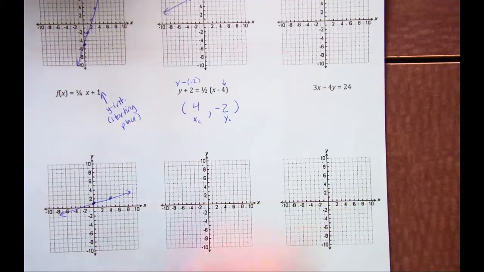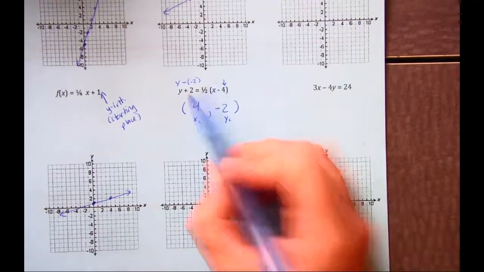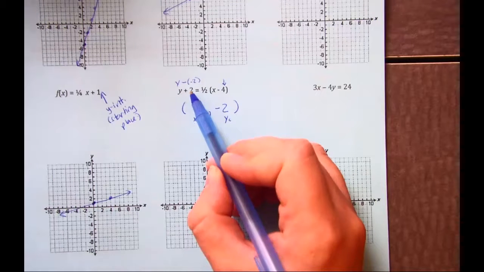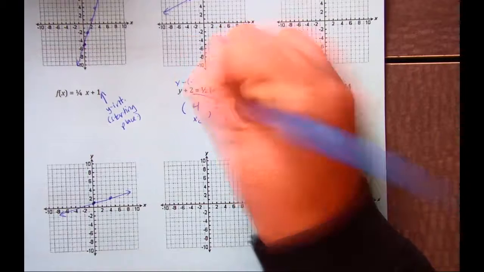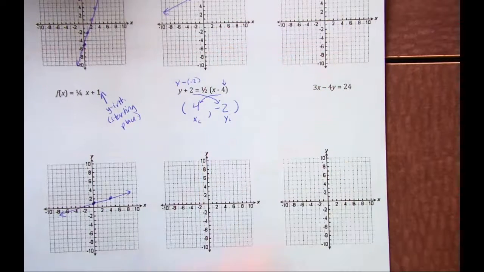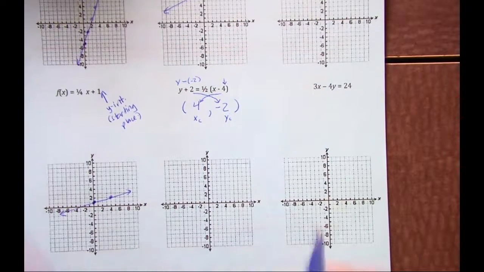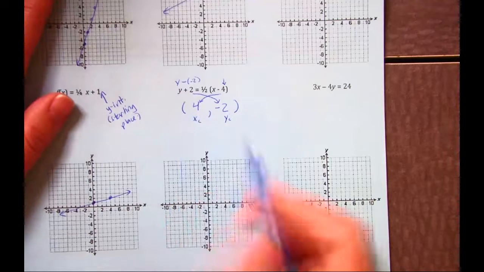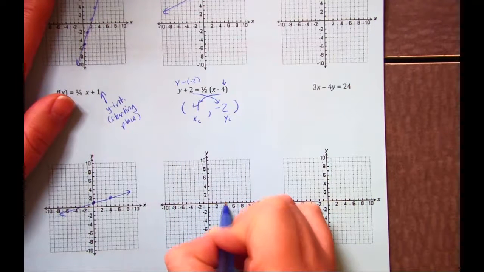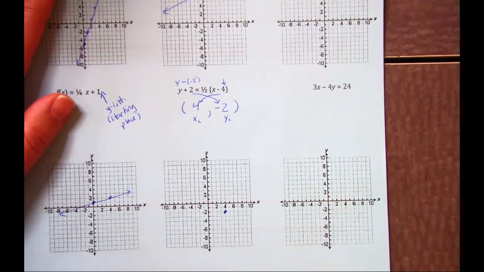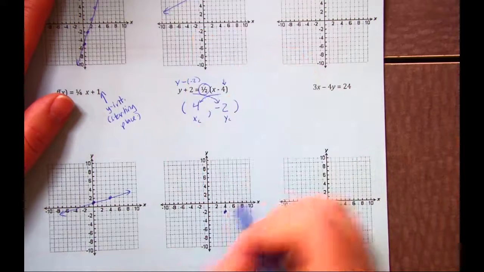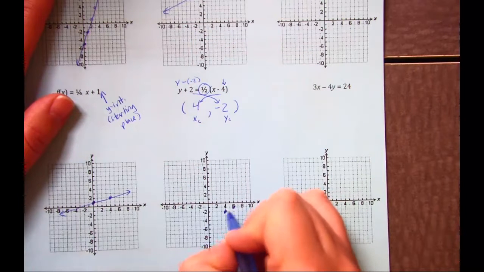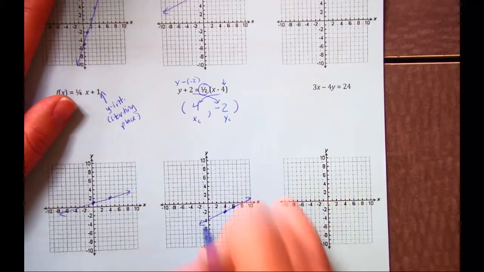Another thing that can be confusing is that in the equation, the y-coordinate comes first, but in an ordered pair, the y-coordinate comes second. So just be careful that this one comes over here, and that one goes over there. So our ordered pair that we're going to start with is 4, negative 2. So 1, 2, 3, 4, negative 2. That point right there is our starting point, and from that point, we're going to go where our slope tells us to go, which is 1 over 2, so up 1 over 2, and we have our line.